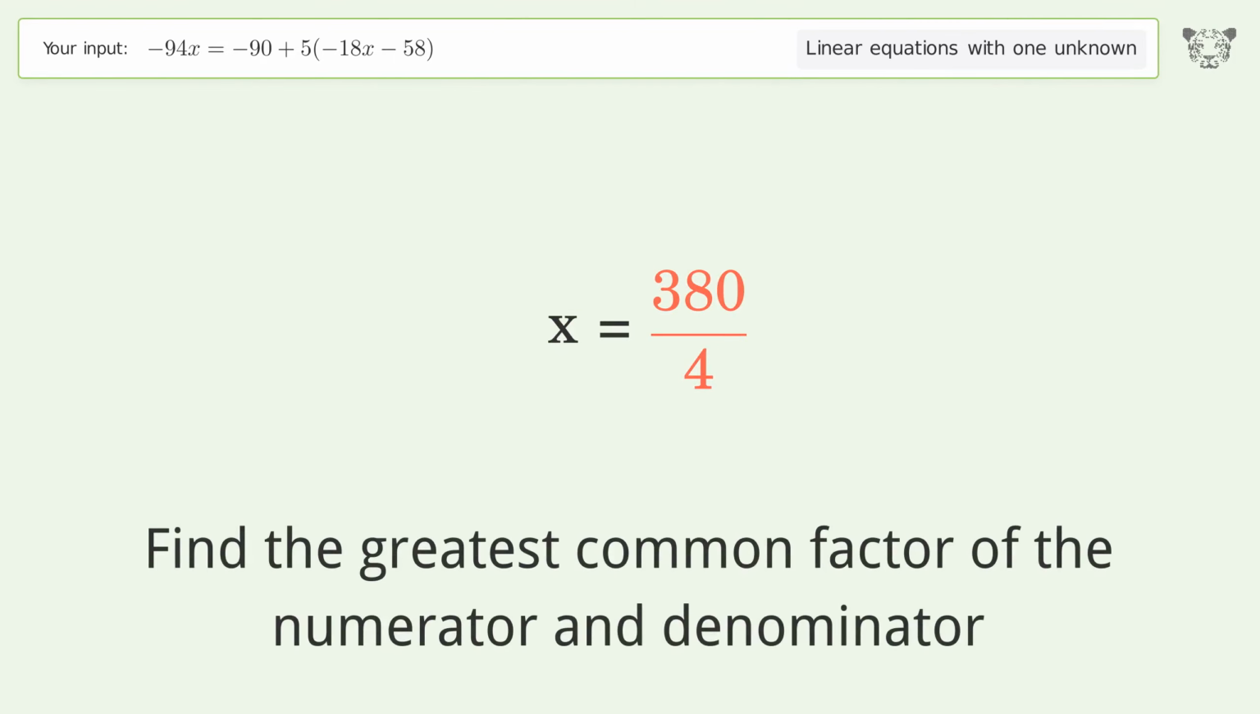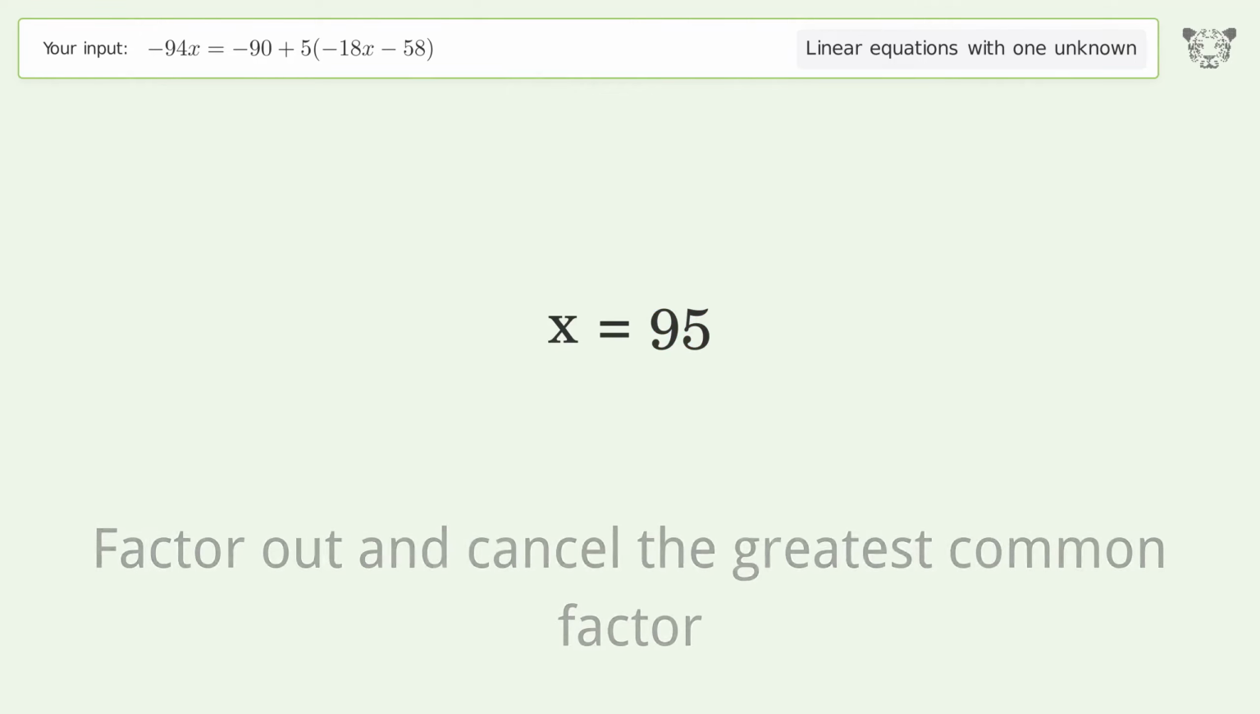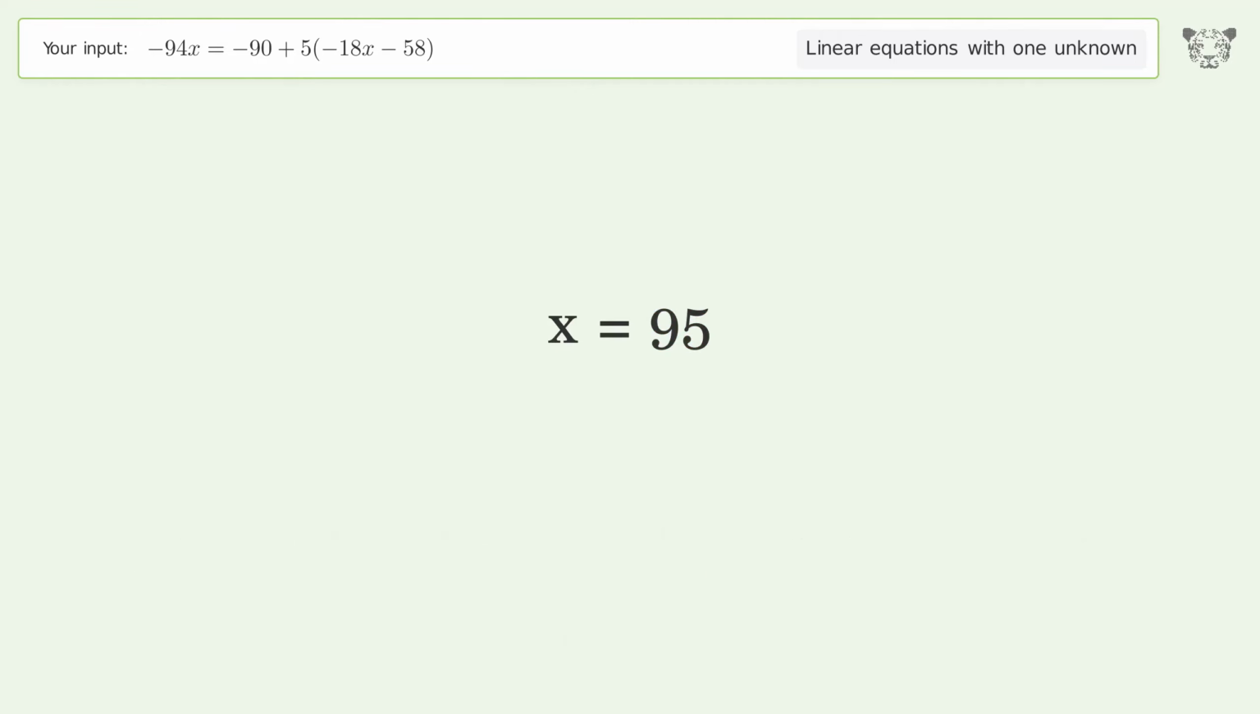Find the greatest common factor of the numerator and denominator. Factor out and cancel the greatest common factor. And so the final result is x equals 95.